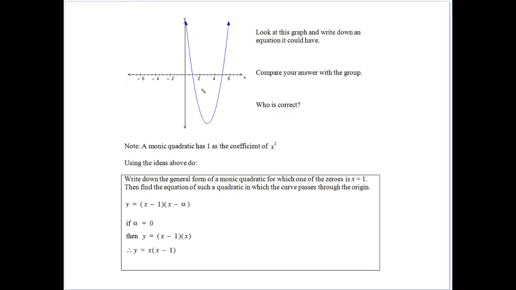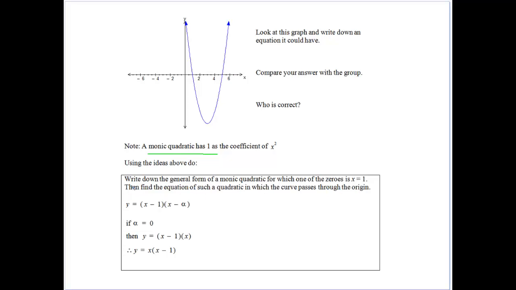But if we look at something like this, what equation could it have? Well, it could have an infinite number of equations because it goes through these values. We've got no values on the y-axis, so we don't know where it is. If it's monic, then it would have 1 as its coefficient of x squared. So if it says monic, there'd be (x minus 1) and (x minus 5) as our brackets.